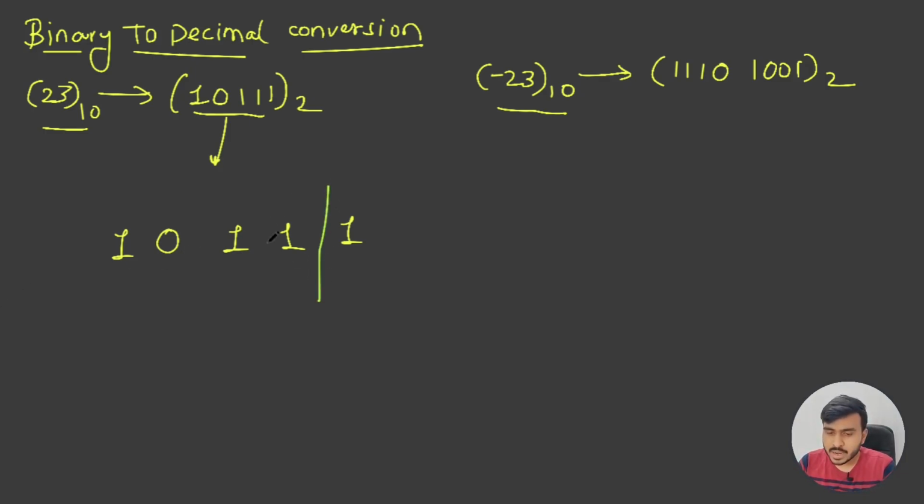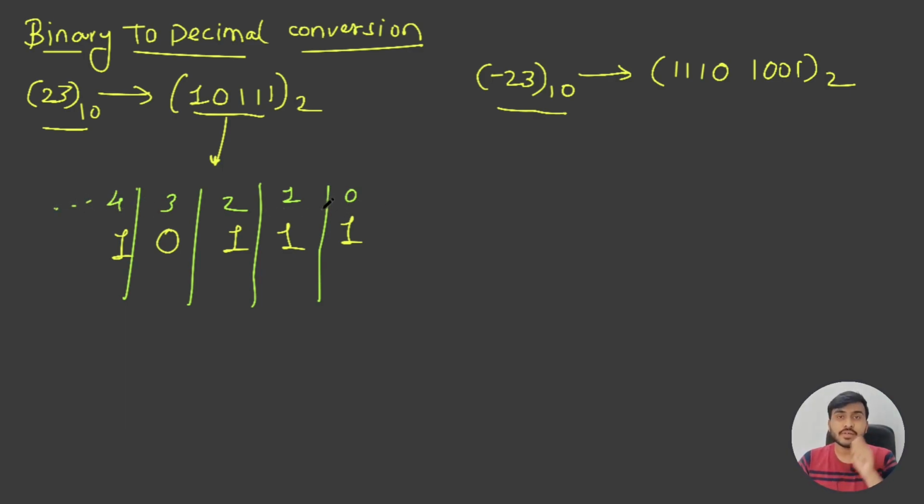We have multiple digits in this number, so I'll draw these slots over here, and we are going to give a position to each and every digit of this number. We'll start with position 0, then over here the position will be 1, then 2, then 3, and then 4, and so on till the time you have digits in your number.